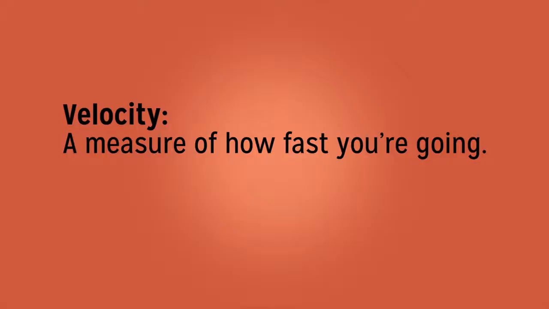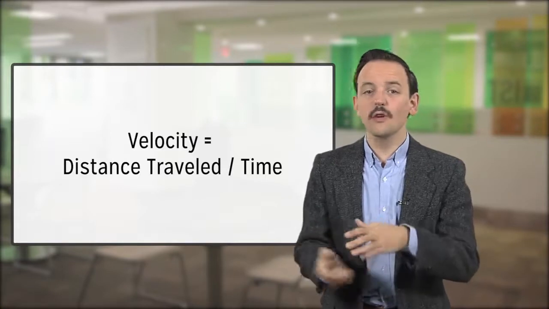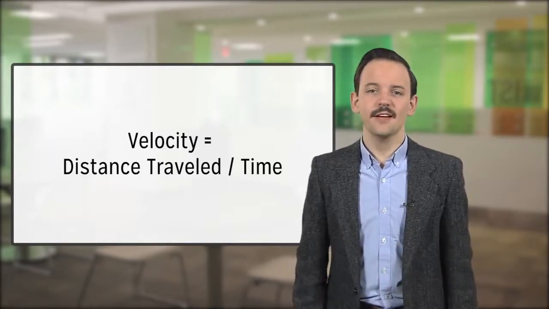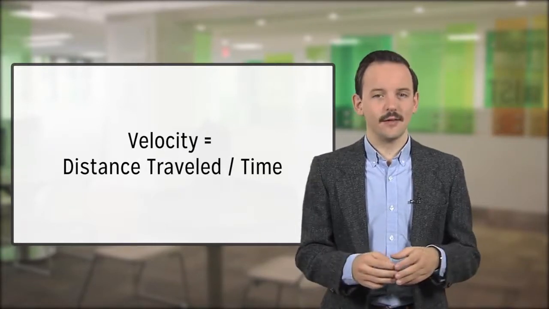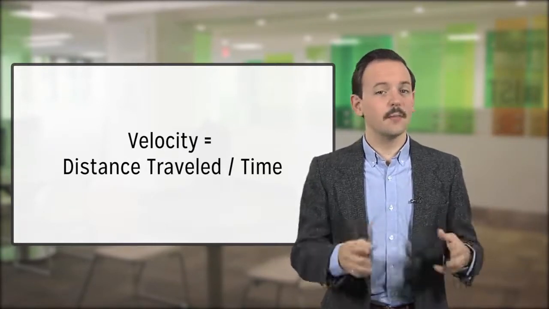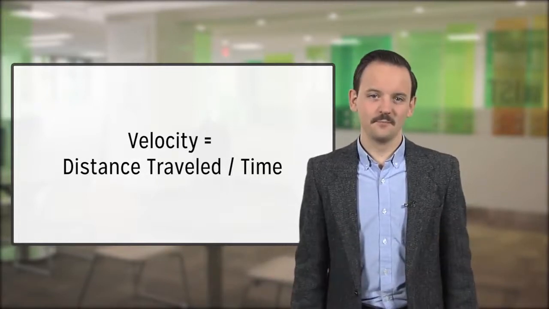So, what is velocity? Well, like the term is used in physics, velocity is a measure of how fast you're going. In physics, average velocity is measured by taking distance traveled over a certain period of time. So if you were taking a road trip, for example, you might calculate your velocity by taking the number of kilometers or miles you've traveled during the past hour.